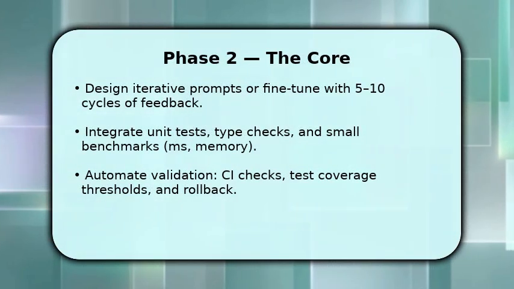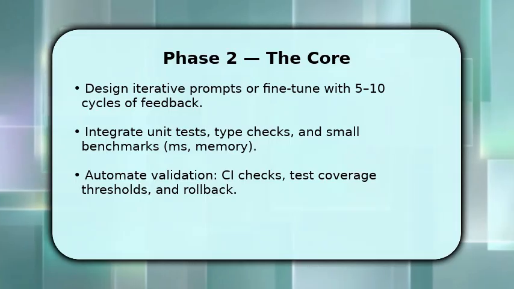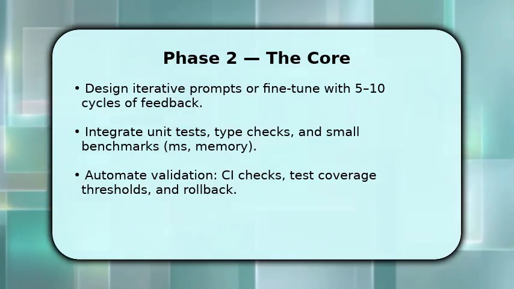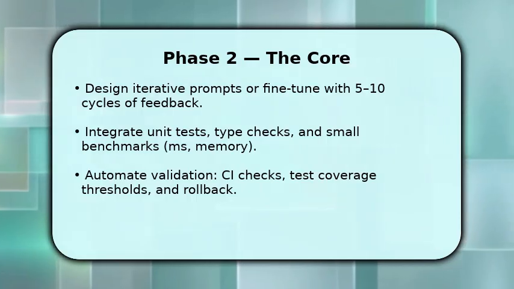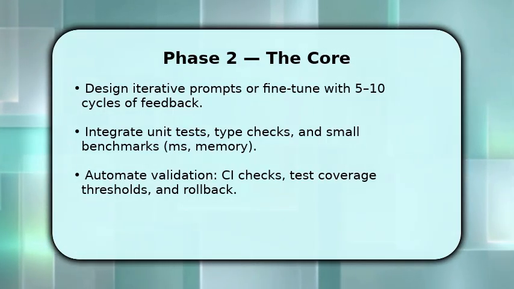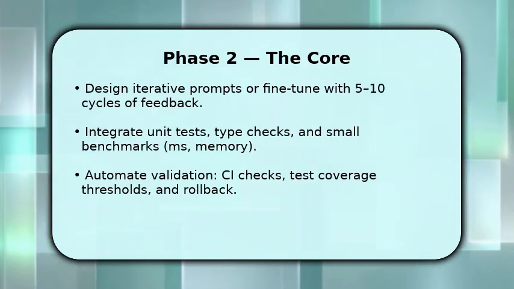You now iterate, refine prompts, or perform light fine-tuning with 5 to 10 feedback cycles, guiding the model toward your coding style. Simultaneously, add unit tests, static type checks, and micro benchmarks that measure milliseconds and memory to prevent regressions.